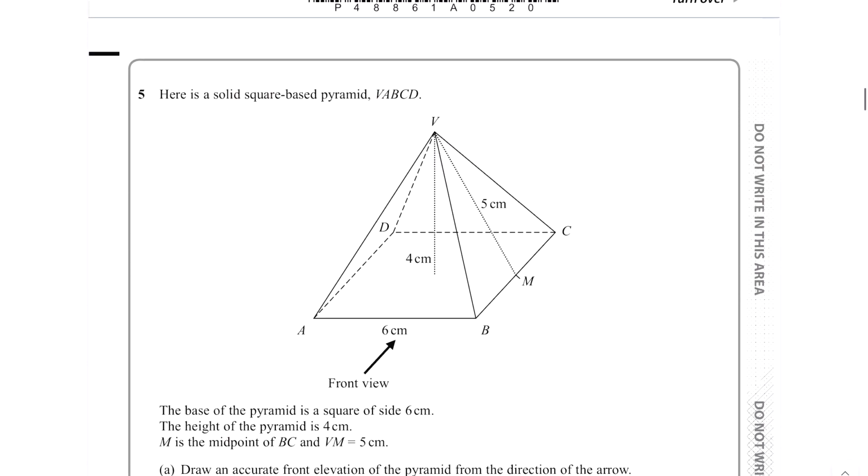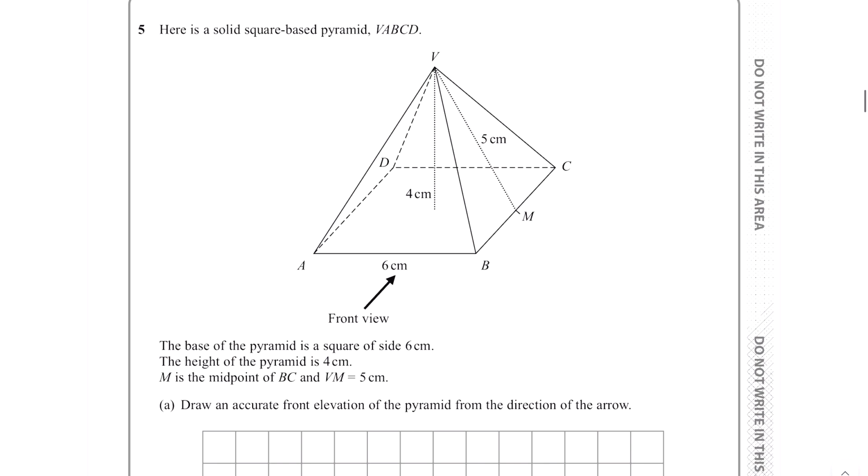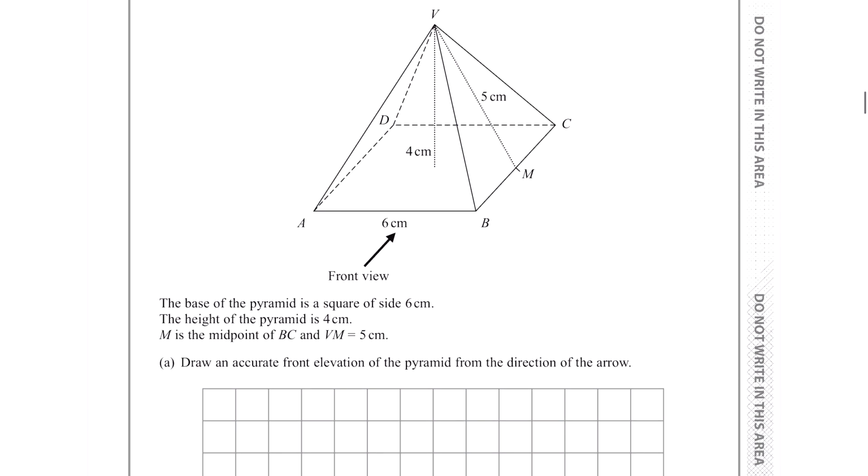So moving on to question 5, here's a solid square-based pyramid. So notice it's square-based, which means on a square all sides are the same. The base of the pyramid is a square of 6 centimeters. The height of the pyramid is 4 centimeters. M is a midpoint of BC, and VM is 5 centimeters. Draw an accurate front elevation of the pyramid.